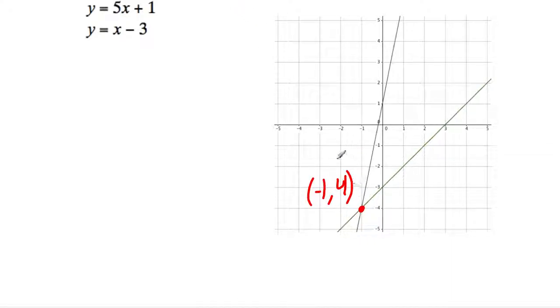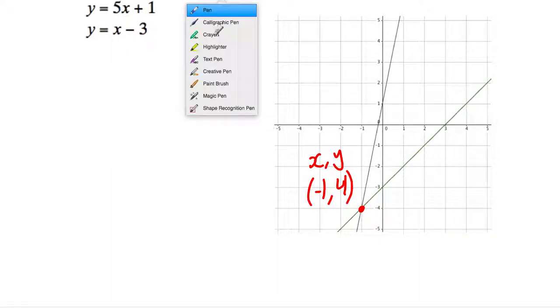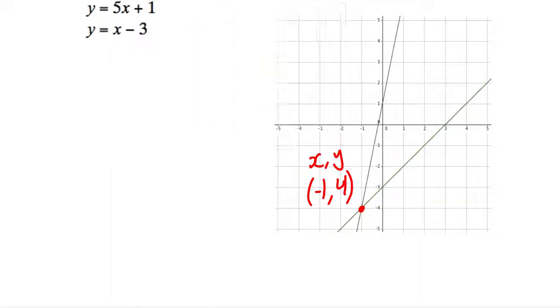However, if you think about what this point is, this is an x and a y. So this is where each line has the same x and y value. So when you find intersection points algebraically, really this is what you're looking for. And so here, notice that these lines are both set equal to y. So if y for the first equation equals 5x plus 1, and y for the second equation equals x minus 3, then I can set these two, 5x plus 1 and x minus 3 binomials, equal to each other.